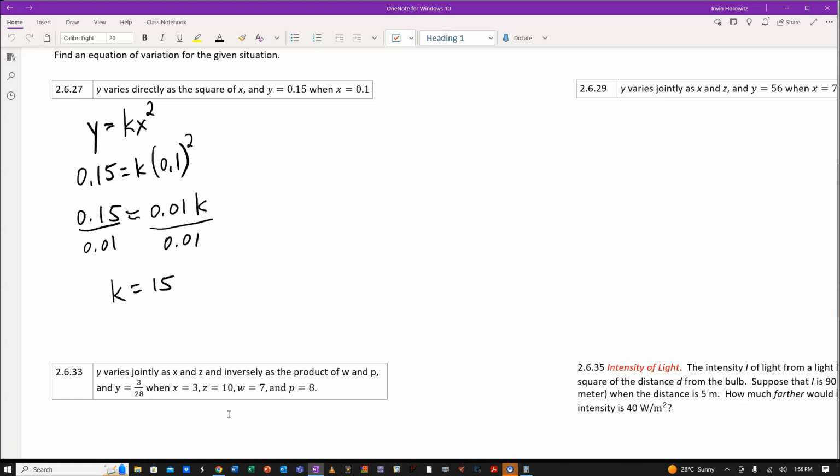And so our equation then is simply going to be y equals 15x squared. And that will be the answer to this particular problem.